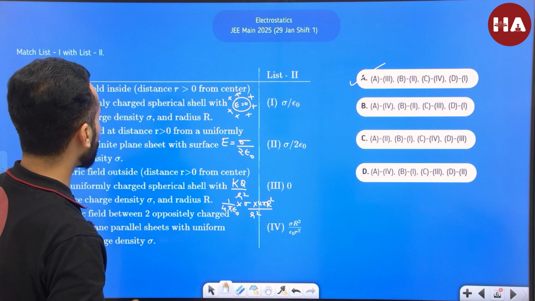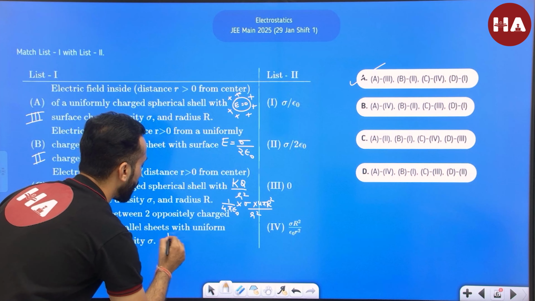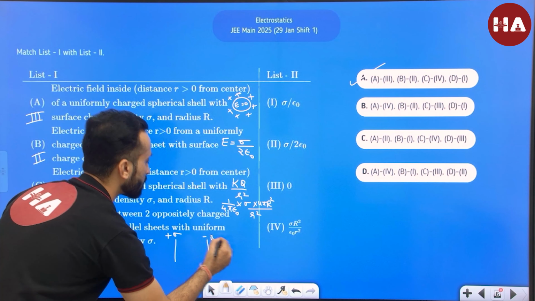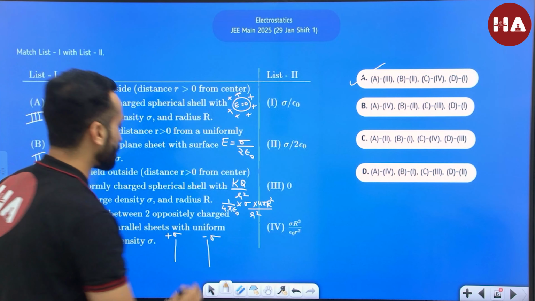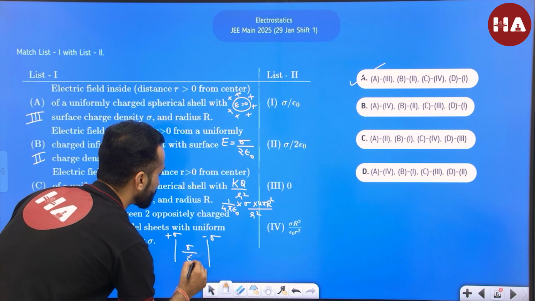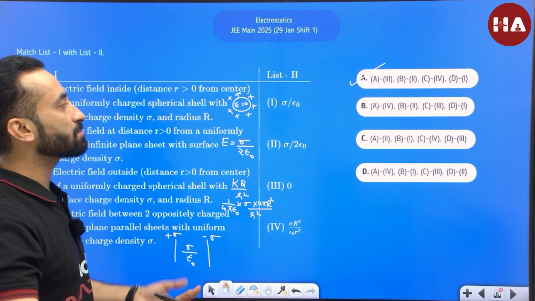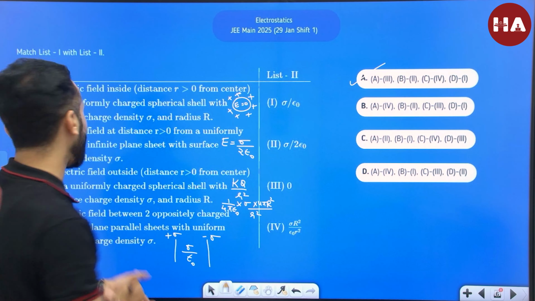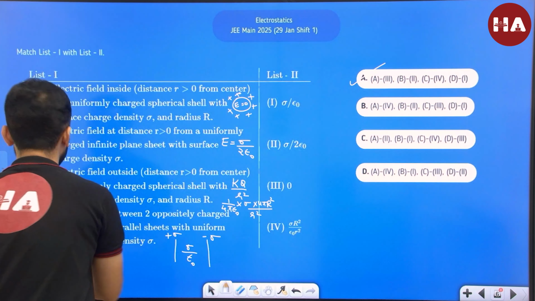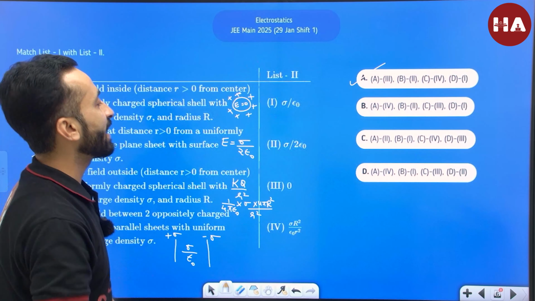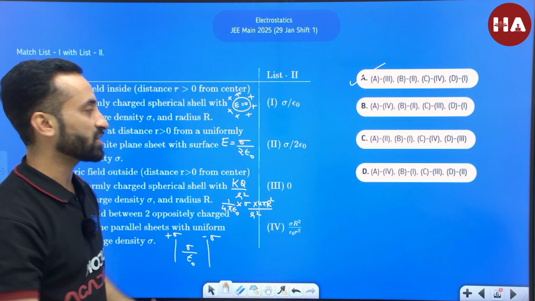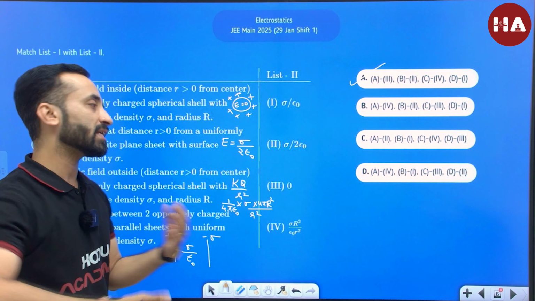Okay, electric field between two equal and opposite charge plates. So it's like plus sigma and minus sigma. So electric field is going to be sigma by 2 epsilon naught plus sigma by 2 epsilon naught, that is sigma by epsilon naught. So the correct answer for option D is going to be option 1. Hence all the 4 options are correctly matching. You can write anything if you want, and then we move to the next one.